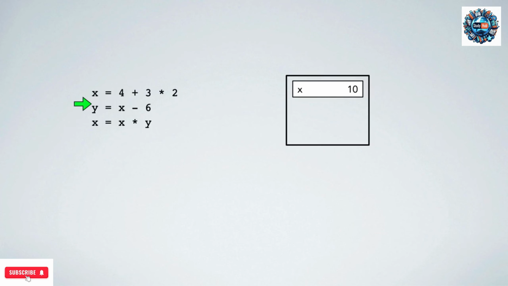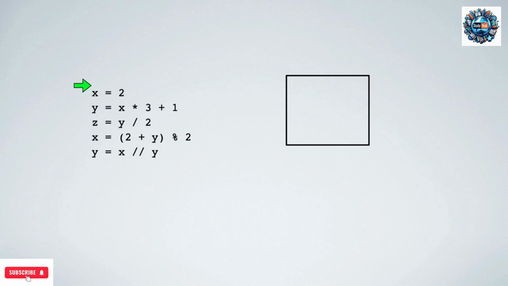On the next line, we have a variable on the right-hand side, and the semantics of that are read the value out of x's box to get 10, subtract 6 to get 4, and then 4 is the value we place in y's box. On the next line, we have two values to read out of their respective boxes before we can do the math. We compute the right-hand side by reading 10 out of x's box, 4 out of y's box, and multiplying to get 40. Here are some more expressions.